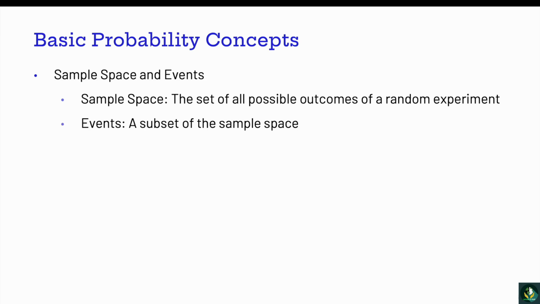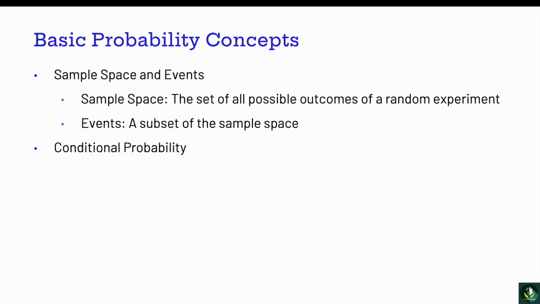Then we have events. An event is a subset of the sample space. An example can be rolling an even number, where E equals 2, 4, or 6. Those are the possible outcomes which make up an event that might happen, or rolling an odd number, in which case we have 1, 3, and 5.